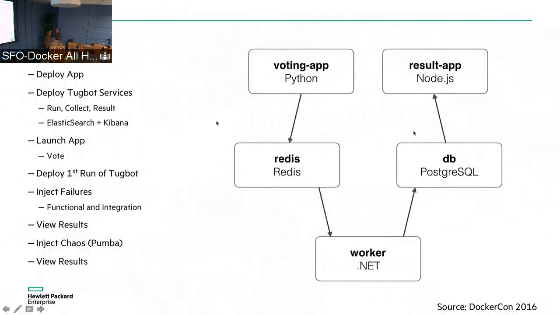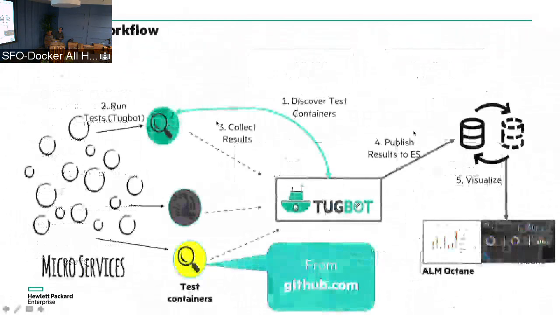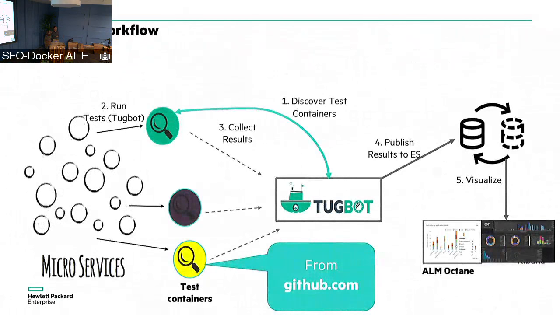Okay, so what we just went through was this workflow. We basically started the container first. It picks the test containers from GitHub just like you would normally expect it to do. And then after the first run, Tugbot automatically discovers new test containers. You don't have to do it after that. It's totally automatic. It will discover all the new containers. In fact, I should probably show you that. Let me show you that and go back.